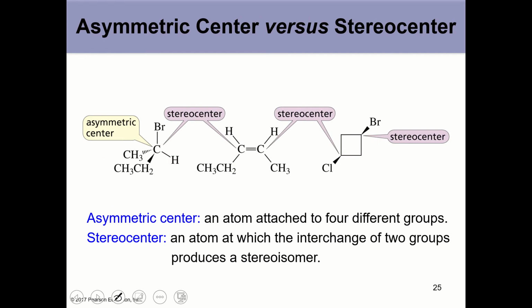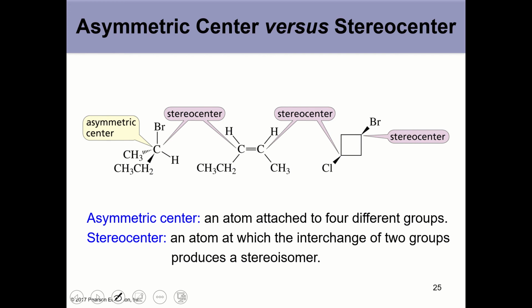An asymmetric center versus a stereocenter. What is a stereocenter? A stereocenter is an atom at which the interchange of two groups produces a stereoisomer. Now, this is true for both easy cis-trans and asymmetric centers. So the cis and trans carbons are stereocenters, and so is the asymmetric center carbon.